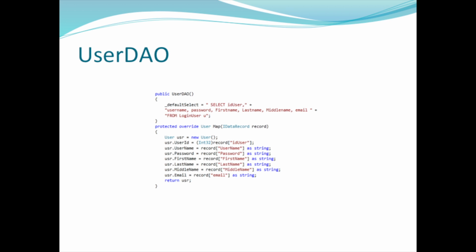To actually look at the user, specifically the map function here, after we get our query back, we're looping through this record, this iData record object. We're looking for specific names. This would be the result from the query. As an example of what the select statement would be in this default select up here, we select the ID user, the username, the password, the first name, and all that. That comes back into the record. We're just pulling that out as a string, and then mapping that back into the user. We're creating a new user object and then just filling up the fields in this map function. The end result is we now have a user that we can actually use as a user.